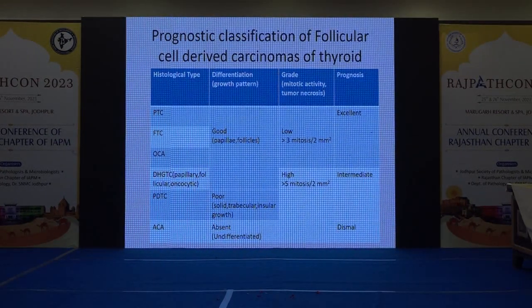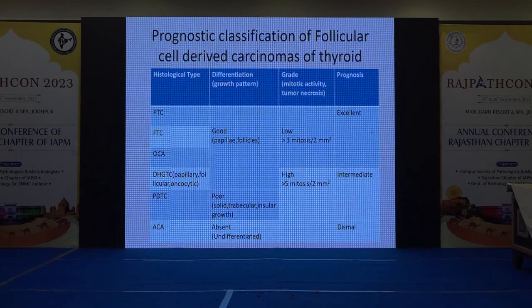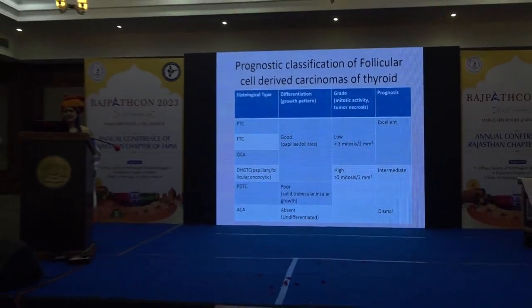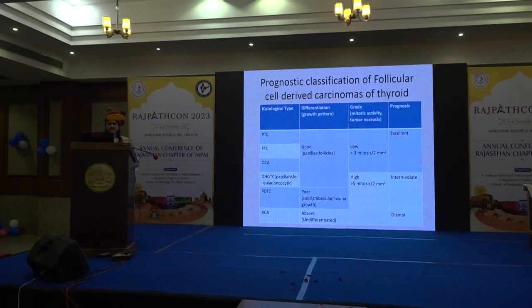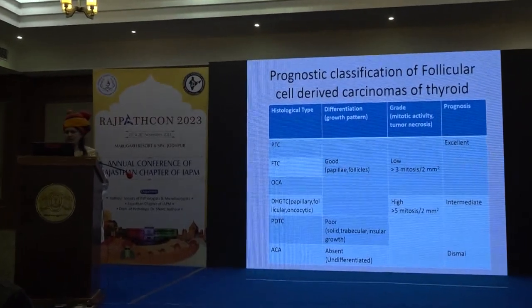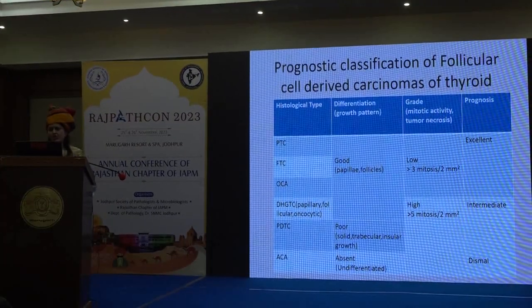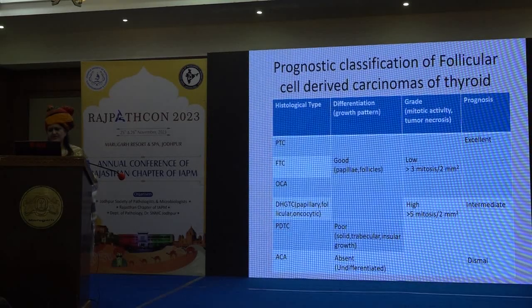The histologic types: you have PTC, you have FTC, you have oncocytic. All these have good differentiation. They have papillae or follicle formation. They are always low grade, and the prognosis is excellent.